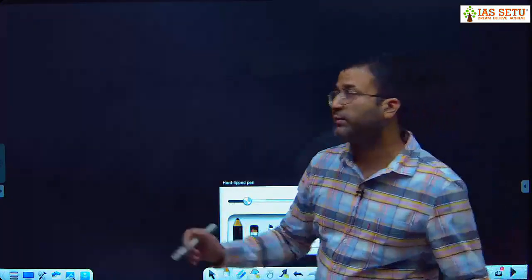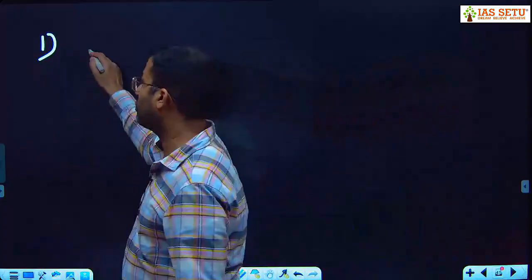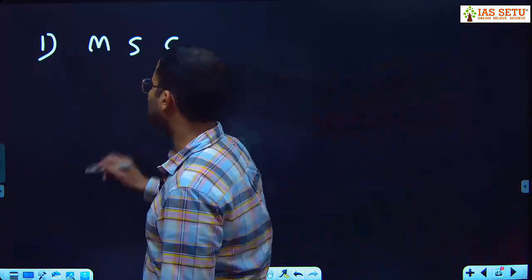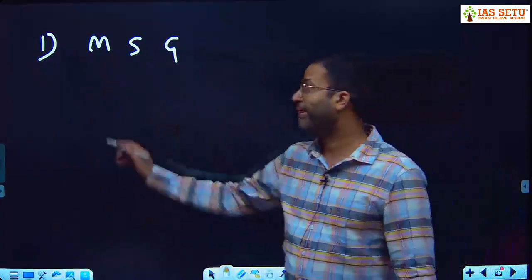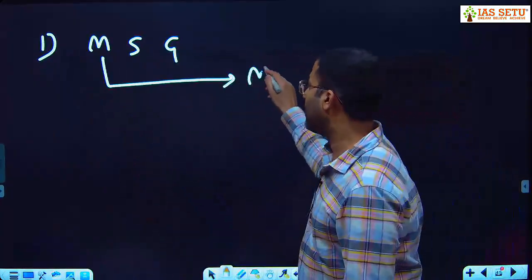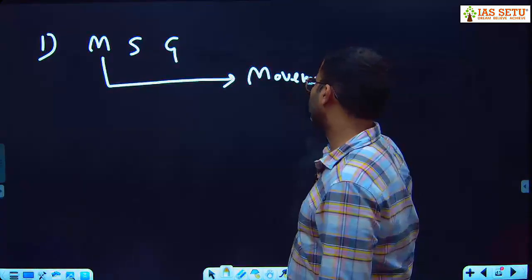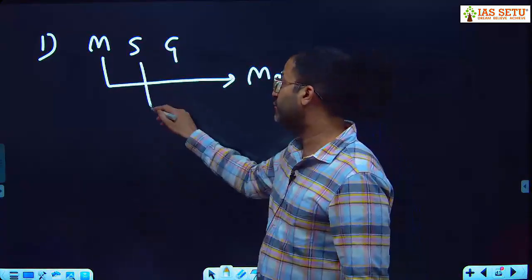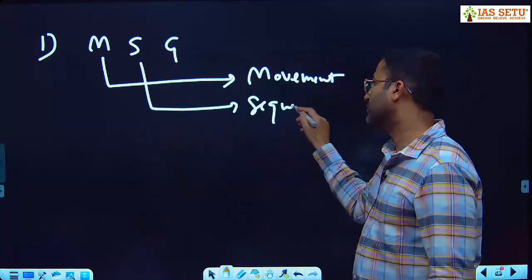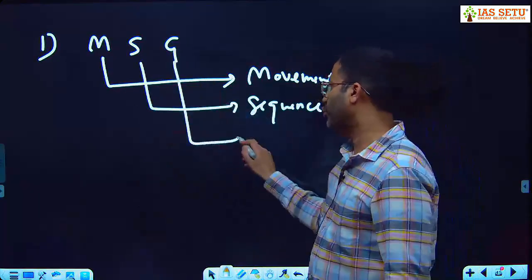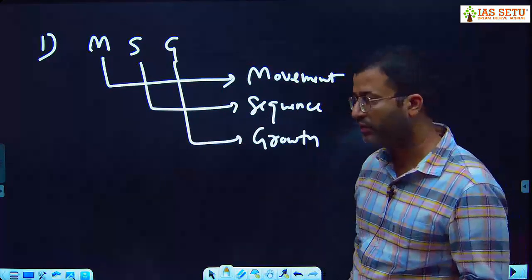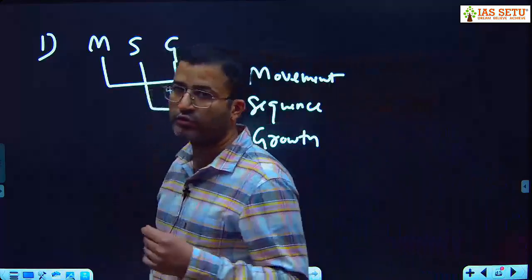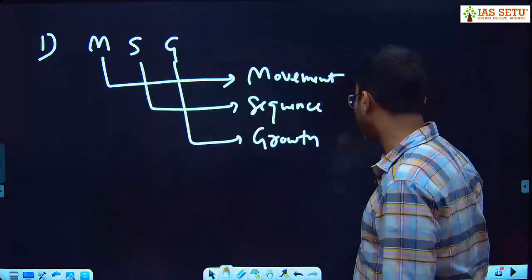In non-verbal reasoning or picture reasoning questions, what is our concept? We are looking for MSG. It doesn't stand for messenger of God. In our topic, M stands for movement, S stands for sequence, G stands for growth. We have to study movement, we have to study sequence, we have to study growth.